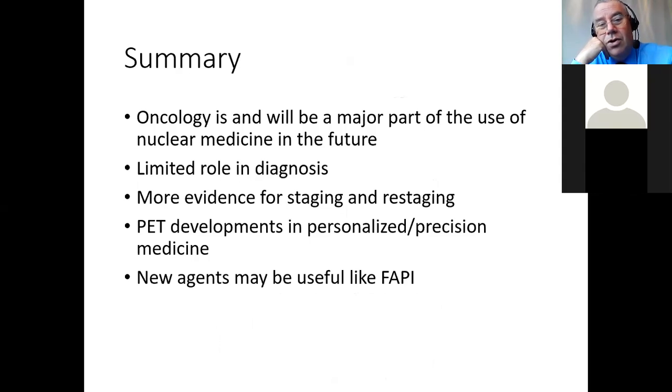So oncology is and will always be a major part of the use of nuclear medicine in the future. We still have a limited role in diagnosis, but maybe new agents will change that. More evidence for staging and restaging. There are increasing developments in PET with new agents coming along, though they probably will need to be fluorinated before we can use them more widely. And Fappy is just one of these interesting agents that's coming along that we may be able to use more widely. So thank you very much for listening.